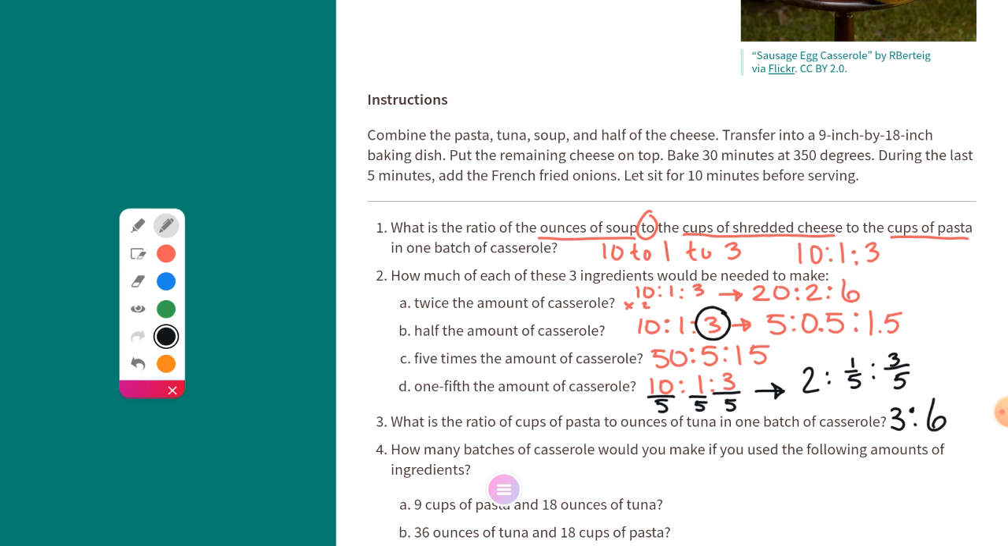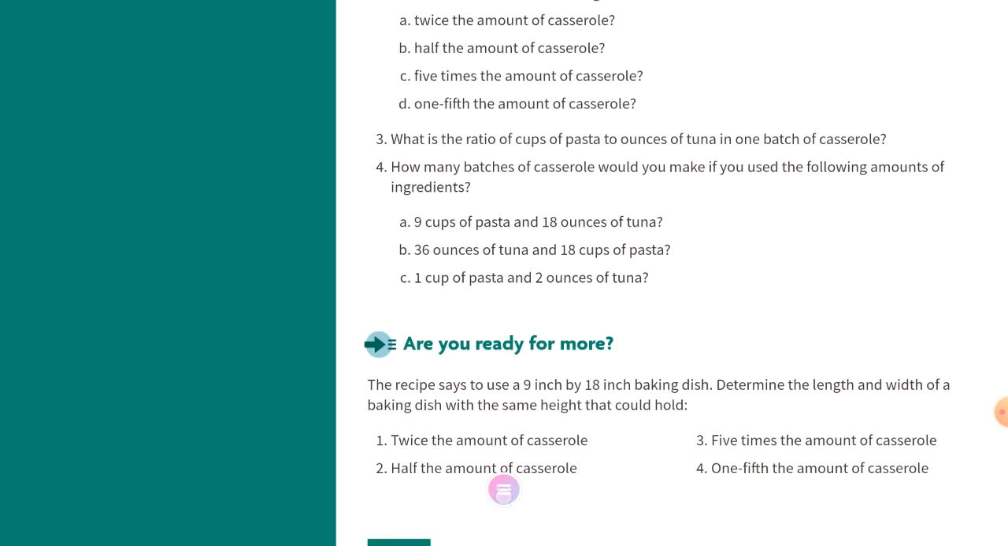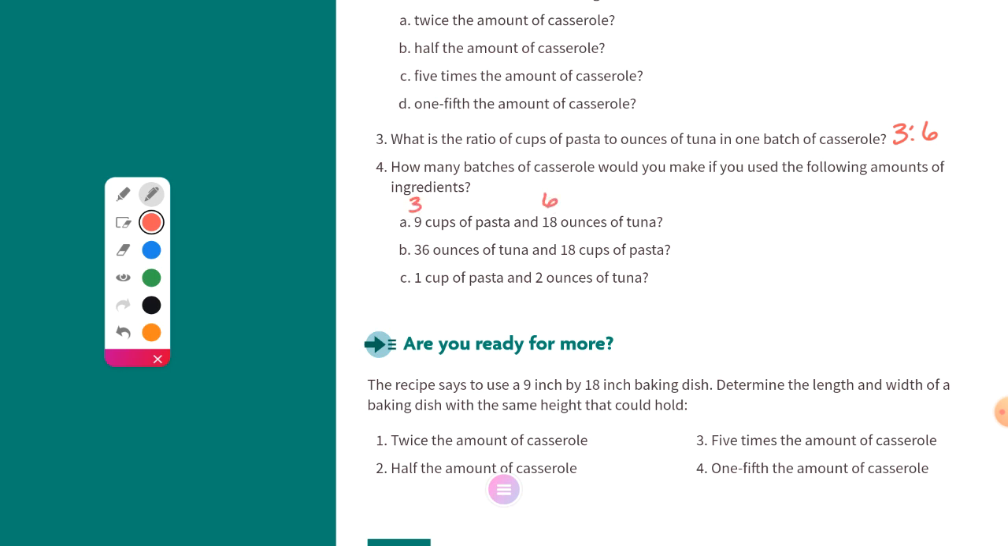Okay, number 4 is going along with this, but it's a little bit different. Now we're focusing on pasta and tuna. Let me clear this and move it up real quick. So we said that this was 3 to 6. It says, how many batches of casserole would you make if you use the following amounts of ingredients? So we are starting with 3 cups of pasta and 6 ounces of tuna.